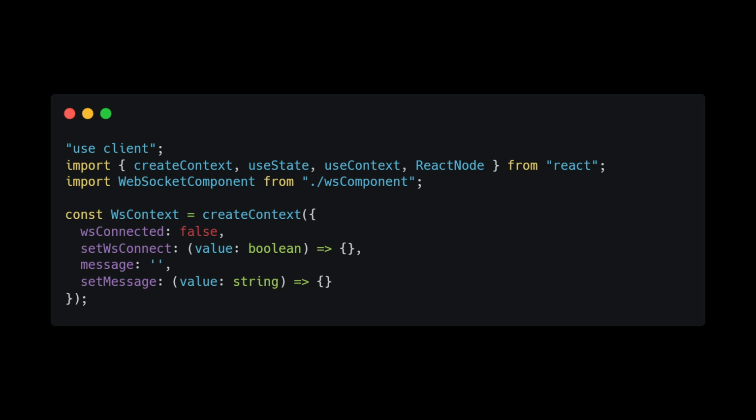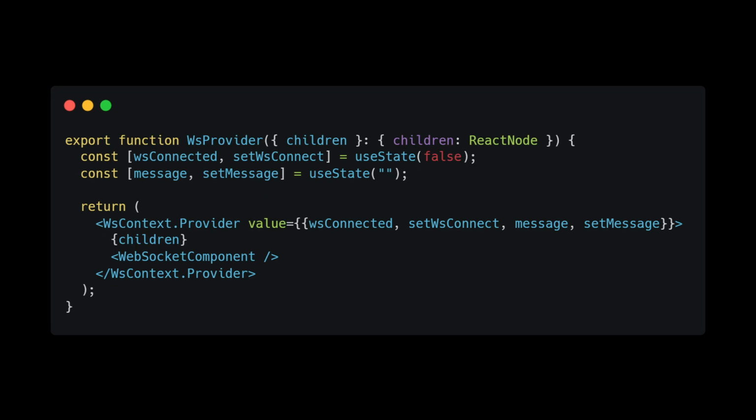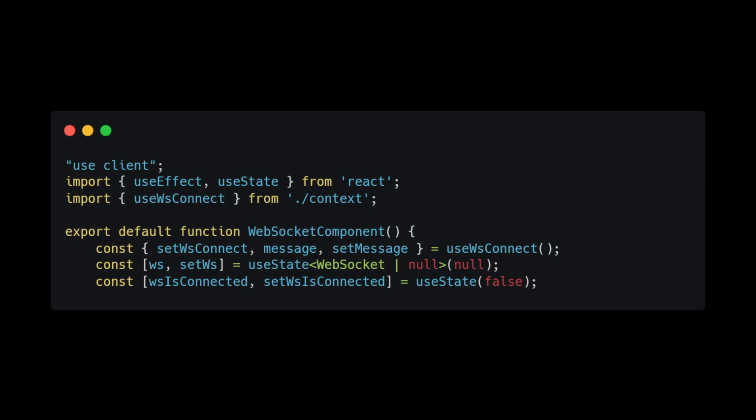Here we initialize our context with some default values: isConnected, to know if the connection is active, and message, to manage outgoing messages. Now let's define our WS provider, a component that will provide the context values to its children. The WS provider component wraps its children with the context and passes the setWsConnect and setMessage functions to modify the state. Now let's move on to the core of the connection, the WebSocket component.